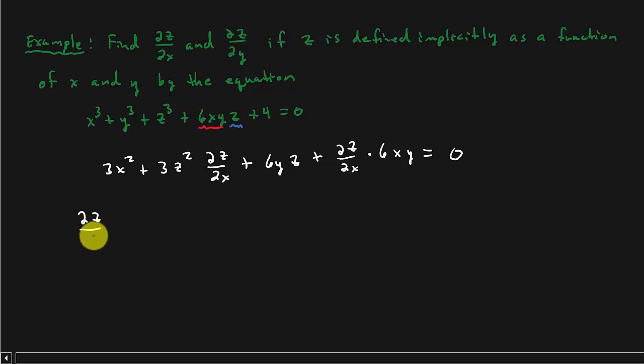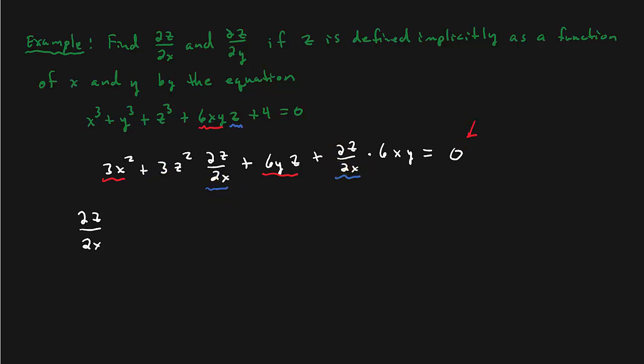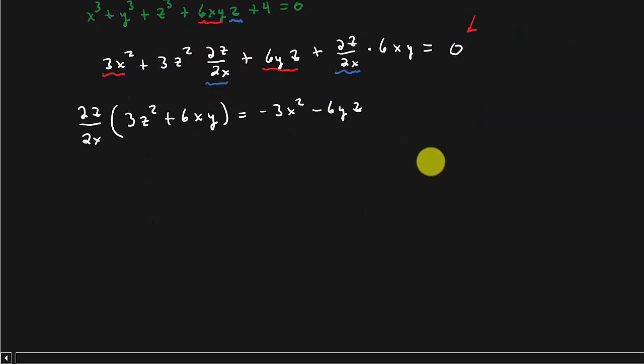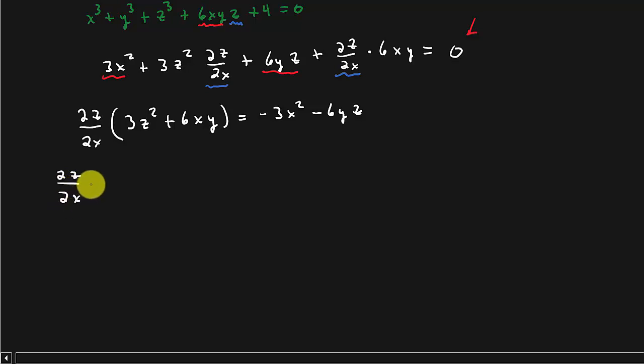So I've got partial z with respect to x. This term and this term are getting moved over here. And then this I'm going to factor out. So that's going to be times 3z squared plus 6xy equals negative 3x squared minus 6yz. And so I get partial z with respect to x is equal to negative 3x squared minus 6yz over 3z squared plus 6xy.